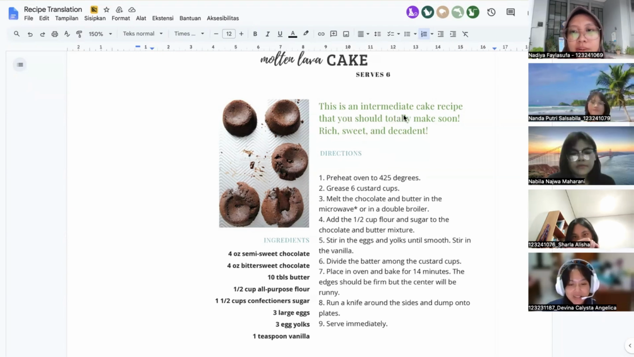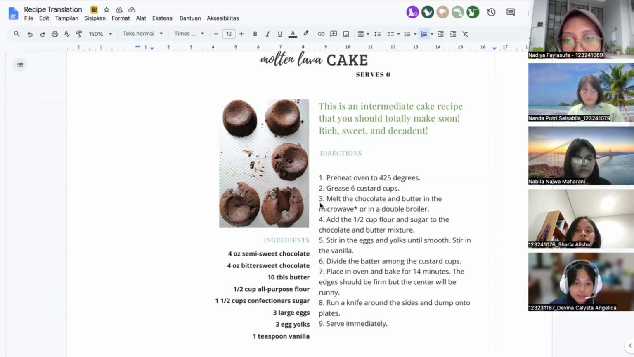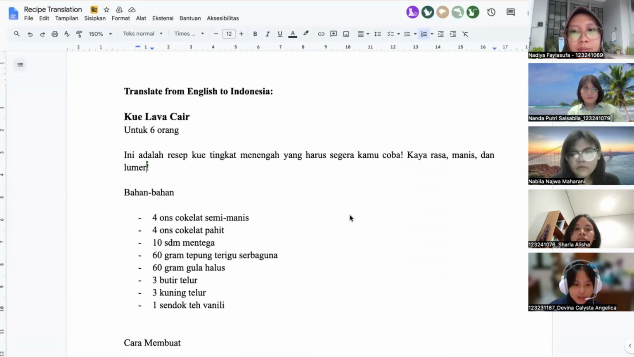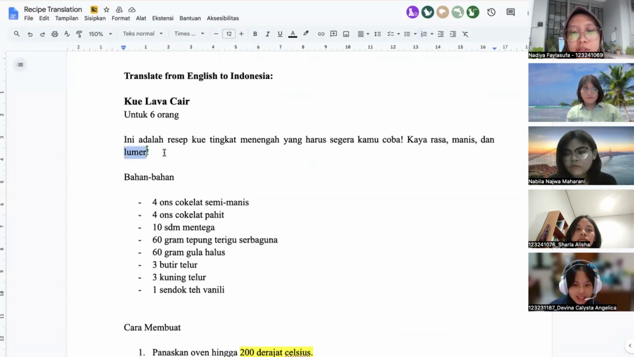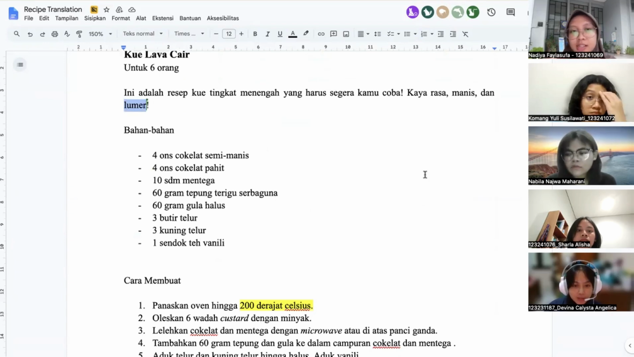So this is an intermediate cake recipe. There are a few things in this recipe that will be a little confusing for us to translate from English, such as decadent, then 425 degrees, and then here we have grease 6 custard cups. The reason why we use adaptation is that in our translation, lumer is used. The direct translation of decadent will be something like mengecil or stuff like that. So we use lumer because it makes sense for a lava cake.